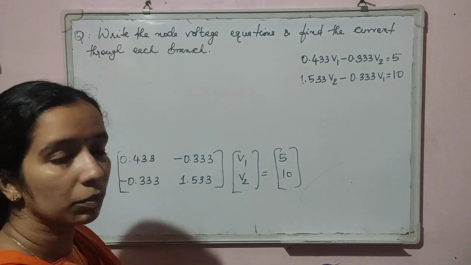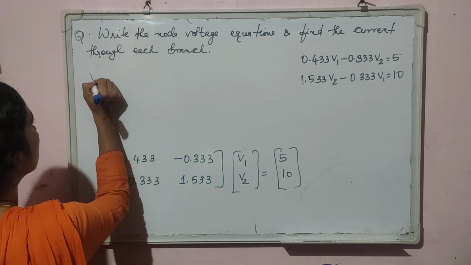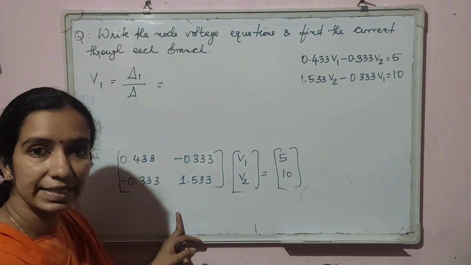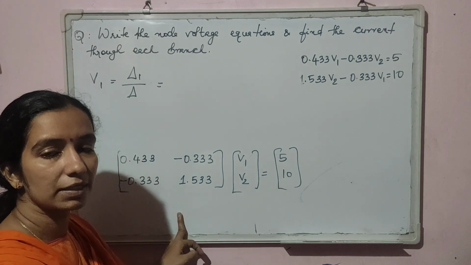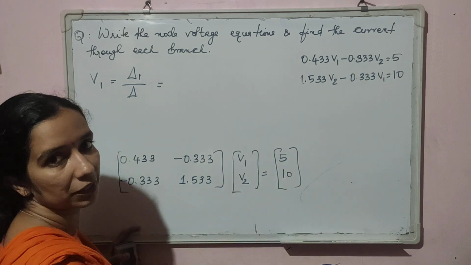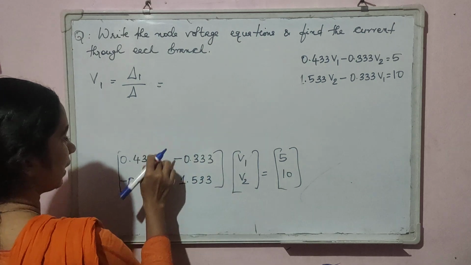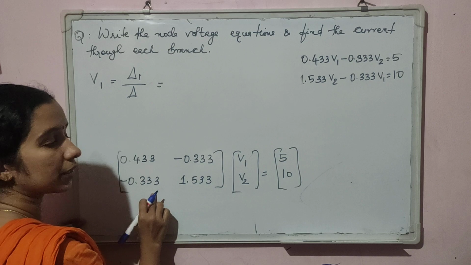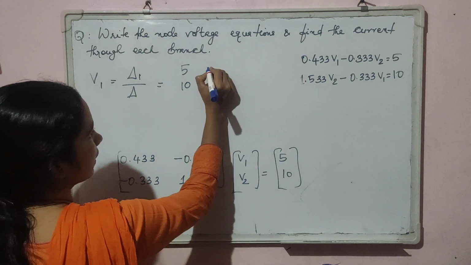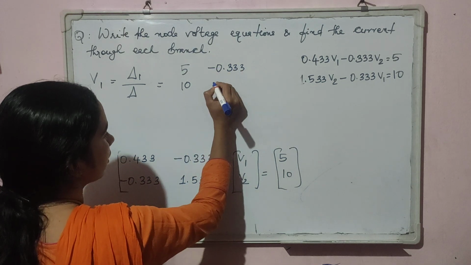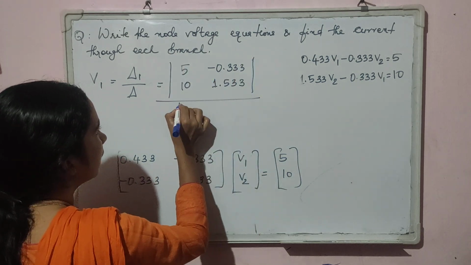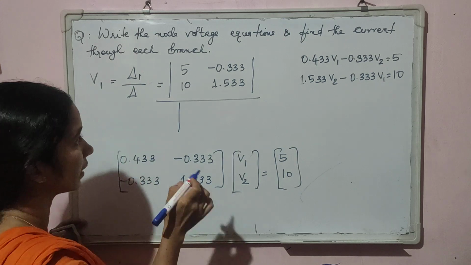Okay. So by Cramer's rule, the unknown voltage V1 is equal to delta 1 by delta, where delta 1 is the determinant of the matrix which is obtained by replacing the first column of the coefficient matrix by the constant matrix. So the first column becomes 5, 10, and the second column as such, minus 0.333 and 1.533.